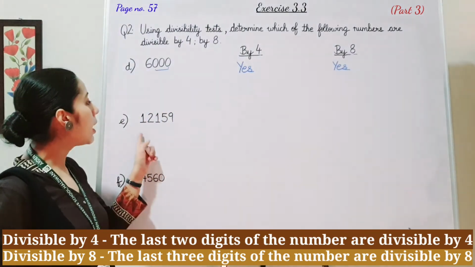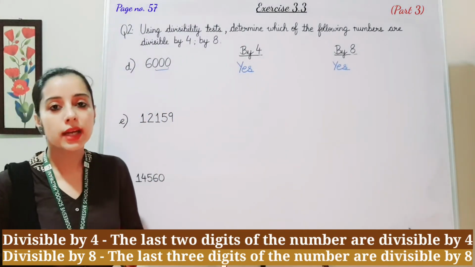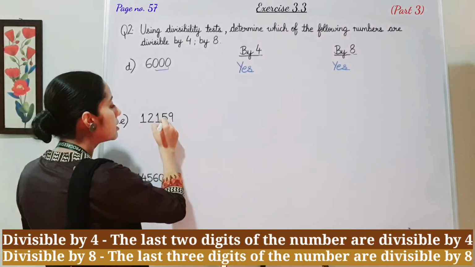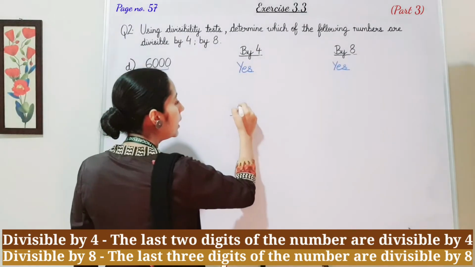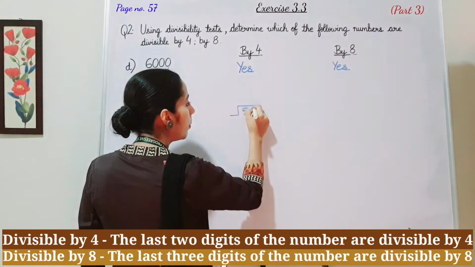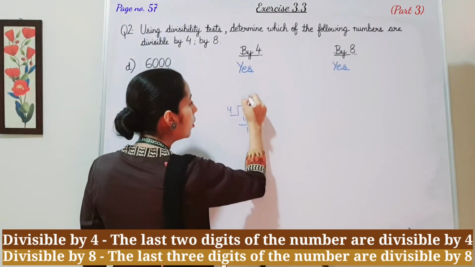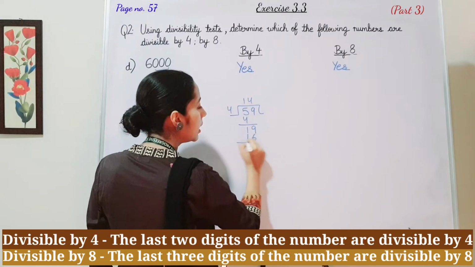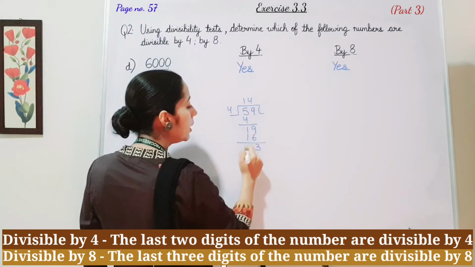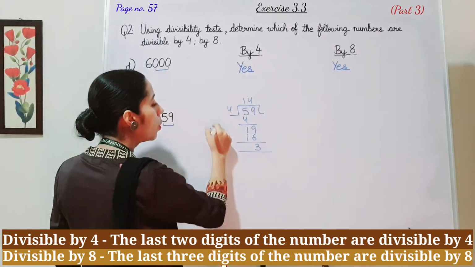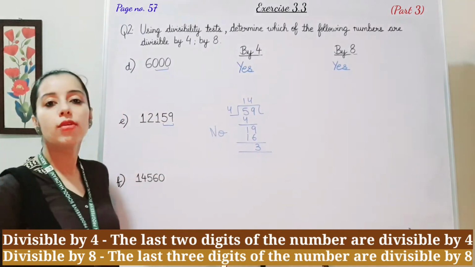Now next, 12159. Let us take the last two digits for checking divisibility by 4. Divide 59 by 4. 4 ones are 4, 19. 4 fours are 16. Then 3. The remainder we have here is 3. So no, it is not divisible by 4.